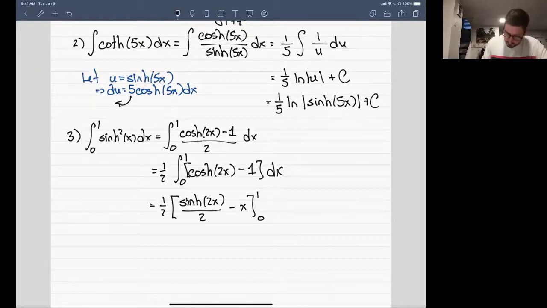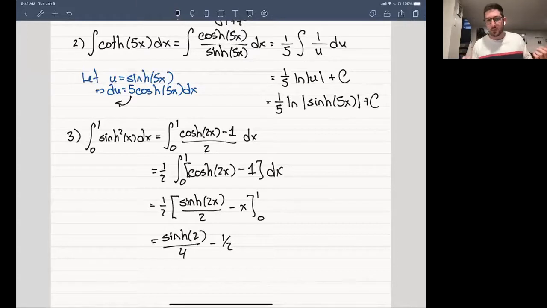And in this case, if you put this in, you're going to get a nice sinh of 2 divided by 4 minus 1/2. And the lower bound at 0 disappears. In this case, this is just a number, right? If you want to put this into your calculator, you can just use the proper definition of sinh, e to the x minus e to the minus x, divided by 2. You substitute x equal to 2 in there.